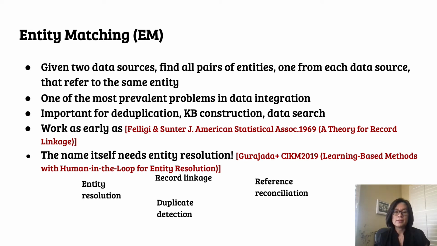So first, what is the entity matching problem? Given two data sources, the goal is to find all pairs of entities, one from each data source, that are actually referring to the same entity. In other words, we would like to output all pairs of entries, one from each data source, that refer to the same product or the same company or the same person. This sounds like a really simple problem, right? Well, except that it's not.